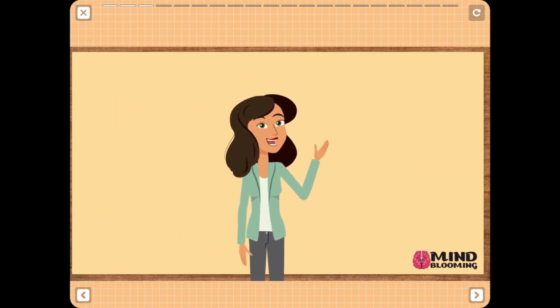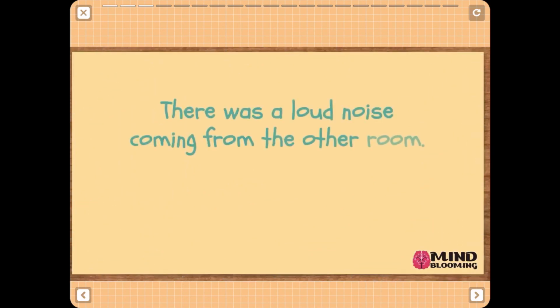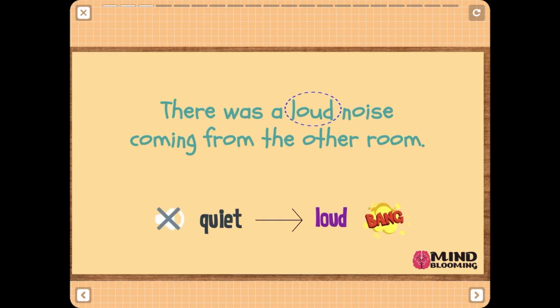See if you can find the antonyms in the following examples. There was a loud noise coming from the other room. Which word in this sentence is the antonym, or the opposite meaning, of the word quiet? If you said loud, then you are correct. Loud and quiet have opposite meanings, therefore they're antonyms.